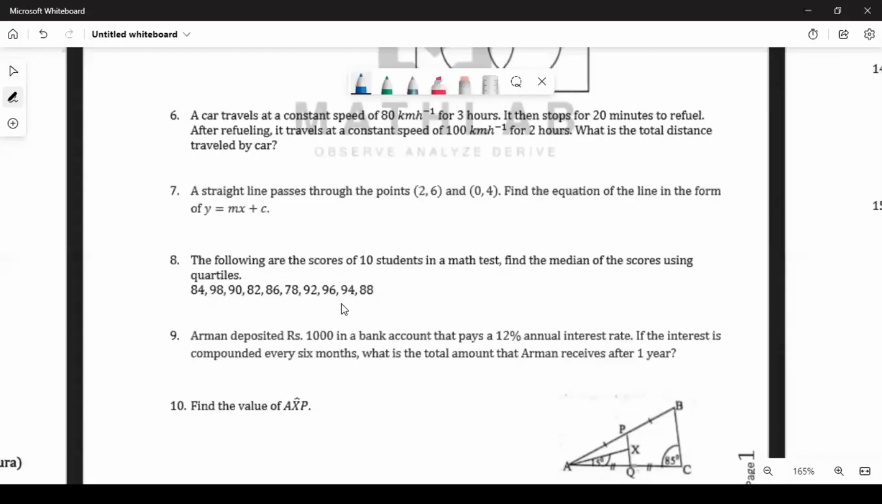A car travels at a constant speed of 80 kilometers per hour for 3 hours. If you can summarize this, it will be easy for you to simplify. Here, 80 kilometers per hour means what? If you spend 1 hour, you can travel 80 kilometers. In this speed, they are going 3 hours. So what is the distance traveled? 1 hour is 80 kilometers.